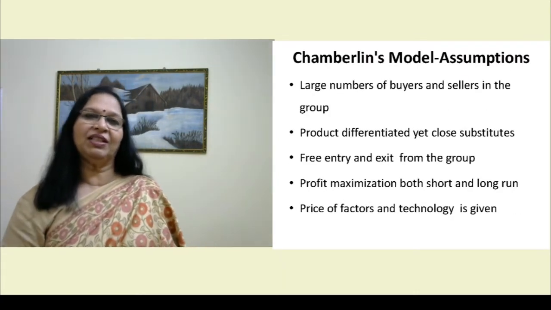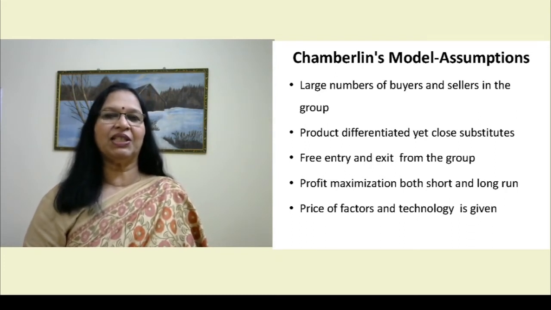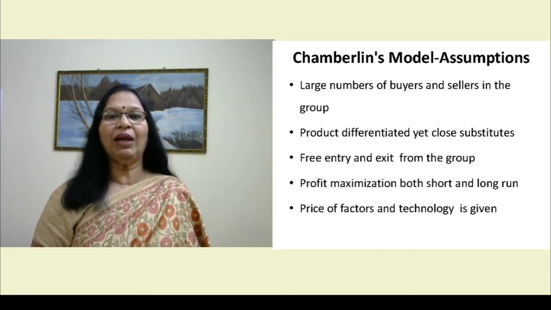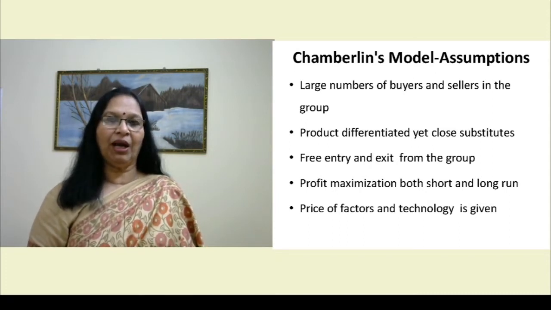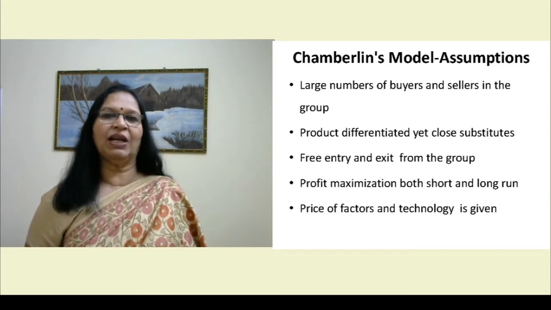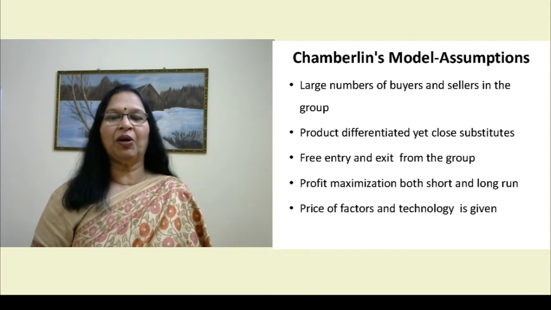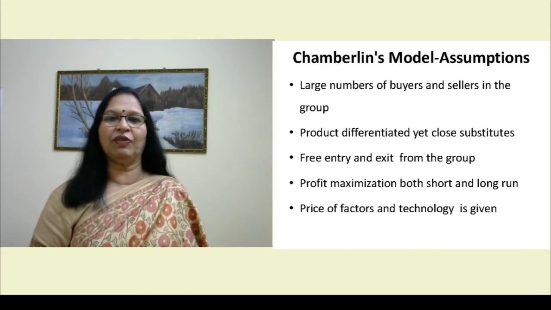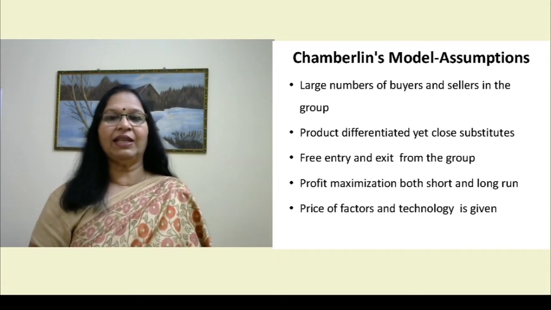Now, we shall be looking into Chamberlin's model here, and some assumptions that Chamberlin had made will also be presented here. Now, we have a large number of buyers and sellers in the group. Unlike the market here, there is an idea of group, which I will mention to you in just a few minutes. And the product is differentiated, but they are yet close substitutes of each other. There is free entry and free exit from the group. That means firms can join the group and firms can exit the group.